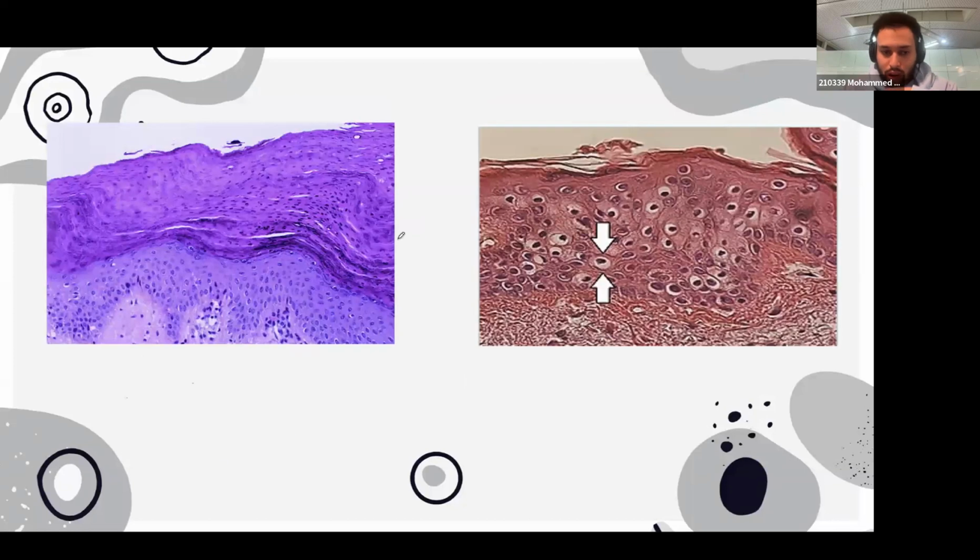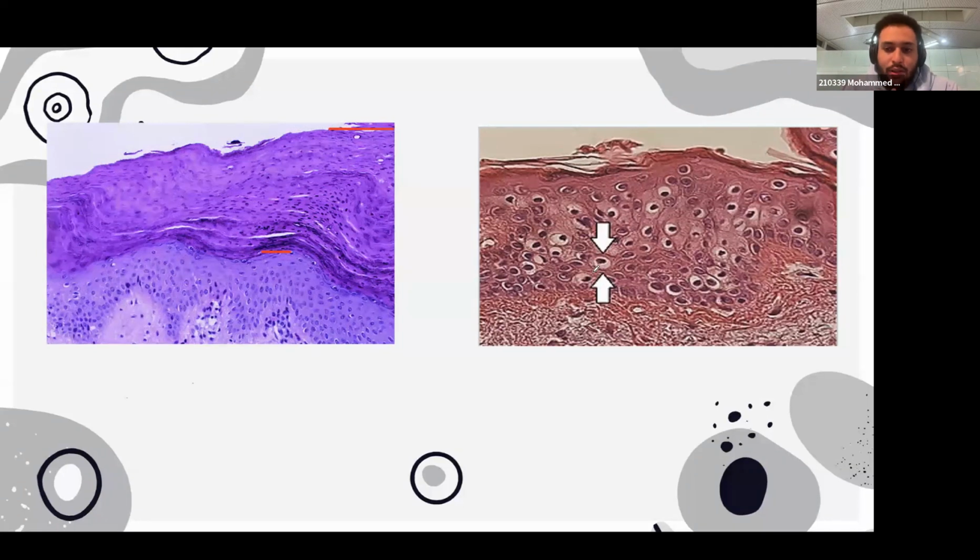Yes. Okay. Tamam. Now over here, you can see that the stratum corneum is very big. However, there's an issue with the stratum corneum. What is it? Nuclei. Good. So what do we call this, if there's retained nuclei? Parakeratosis. No need for hyper. Just parakeratosis. Okay. Good.